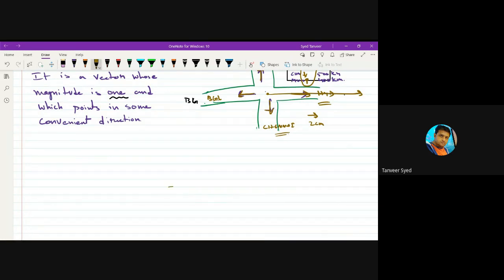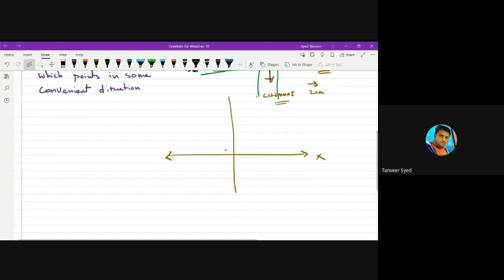A horizontal line which represents the horizontal direction, you call it as X-axis. A vertical line which represents the vertical direction. This is called Y-axis. These two are perpendicular to each other. X-axis horizontal, Y-axis vertical. Both are perpendicular to each other.